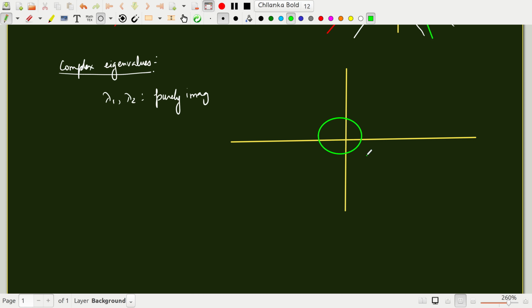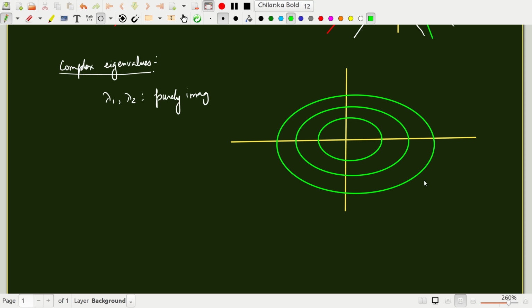What you will get are closed orbits, like the simple harmonic oscillator that we saw. Note that this is x and this is y, and you will get closed orbits in the phase plane. The eigenvalue is governed by a quadratic equation, so the eigenvalues, if they are complex, will occur in complex conjugate pairs.